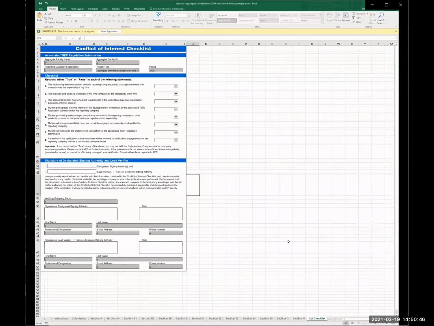The next tab is the conflict of interest checklist. This should be filled out by the verifier and confirms if any of the listed questions are true for the engagement. If so, the verifier should contact the department. A signed copy of this sheet should be included as part of the verification report.